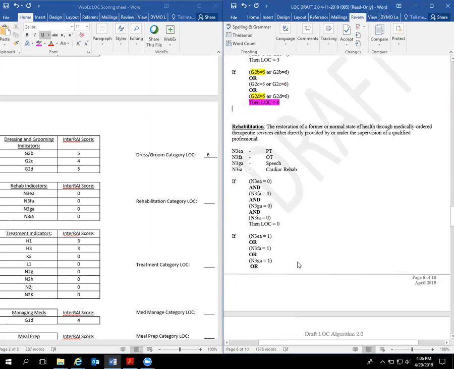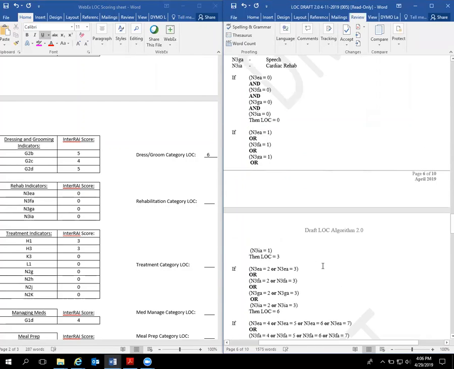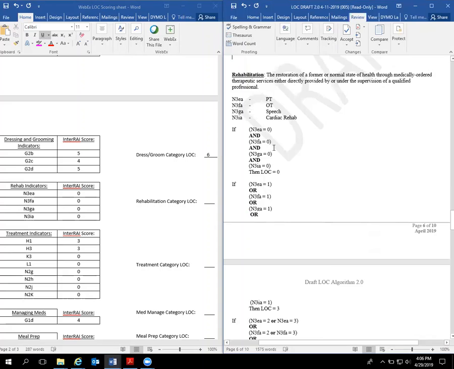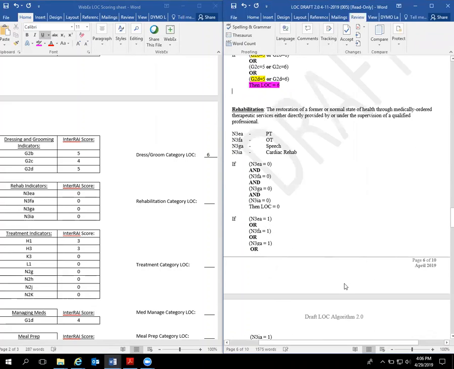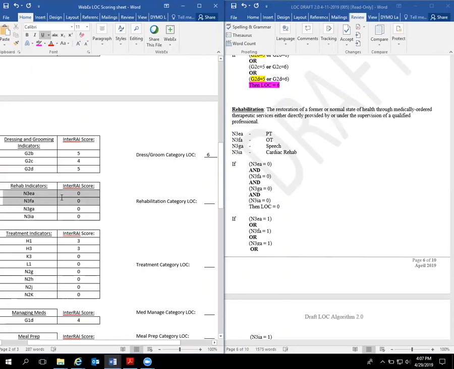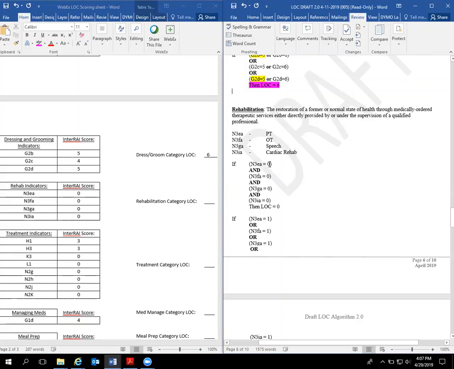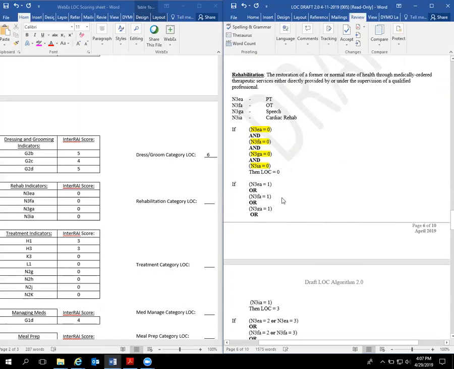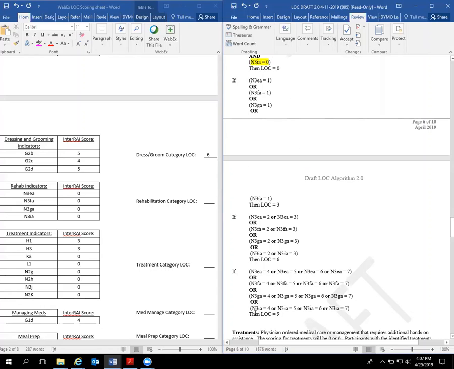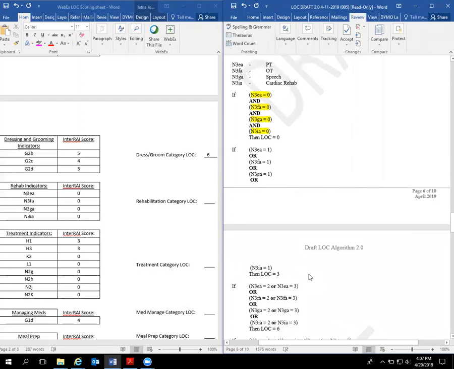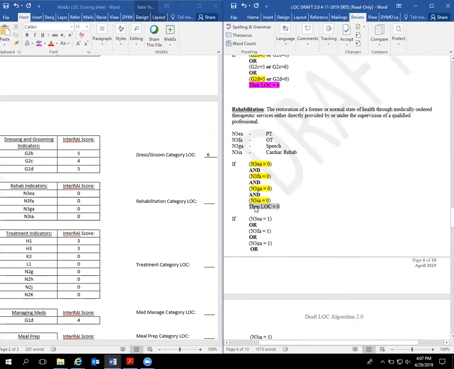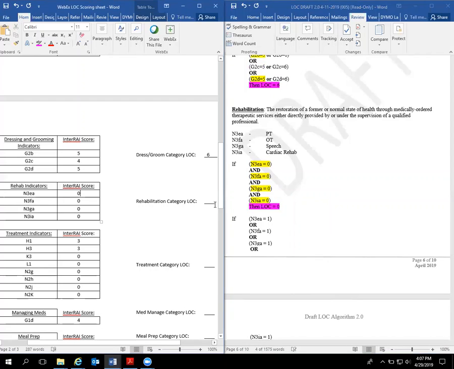Next is rehab. Rehab has possible scores of 3, 6, or 9. The first rehab indicator was N3E, and it was a 0. Actually, we can see that all rehab indicators were 0. So I will just go ahead and highlight equals 0 for all indicators. And since we only highlighted things in the 0, we know we did not meet the criteria for 9, did not meet the criteria for 6, he did not meet the criteria for 3, so he will have a 0 for rehab.